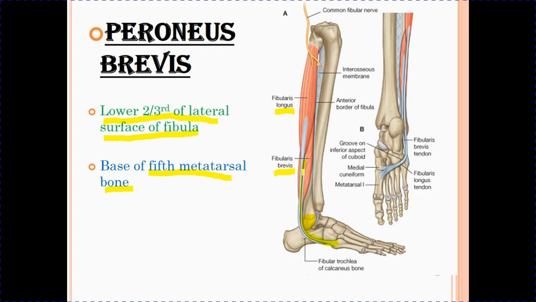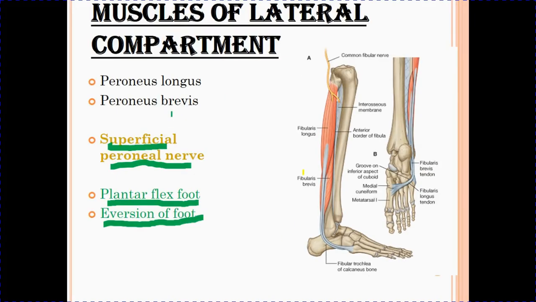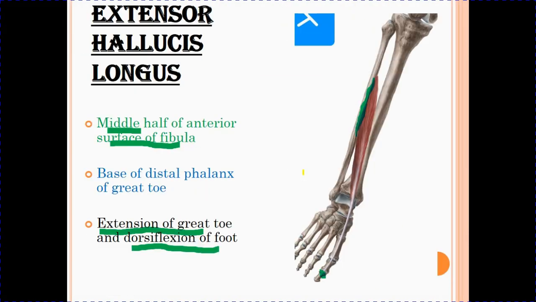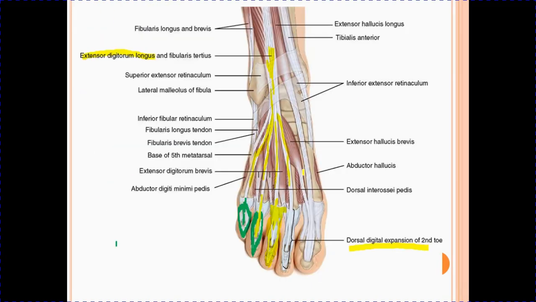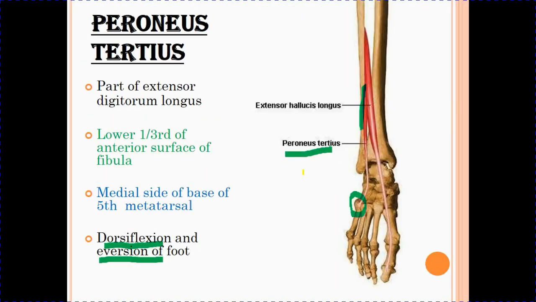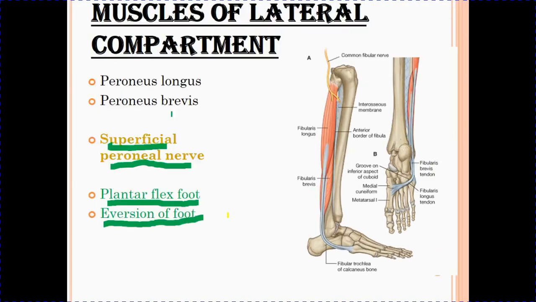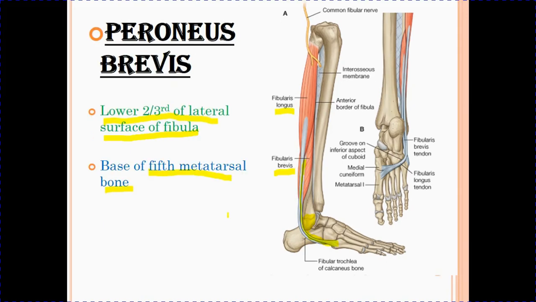Do you remember anything else? Along with peroneus brevis, is there any other muscle attached to the fifth metatarsal? We just studied it. I'm going back. One more muscle was inserted on the fifth metatarsal. It was the peroneus tertius muscle. Look into this figure. Base of fifth metatarsal, peroneus tertius. So along with peroneus tertius, peroneus brevis muscle is also getting inserted into the base of fifth metatarsal.